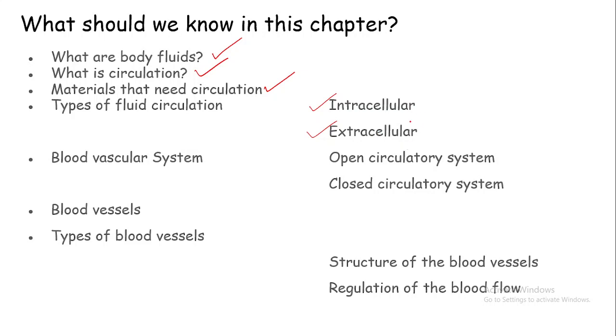Next is the blood vascular system. Blood refers to, we know what it is, the fluid connective tissue. Vascular is the connectivity within. The vascular term actually refers to the network through which the blood flows, which is nothing but made up of blood vessels. Okay, so this blood vascular system is of what types? Open circulatory system and closed circulatory system.